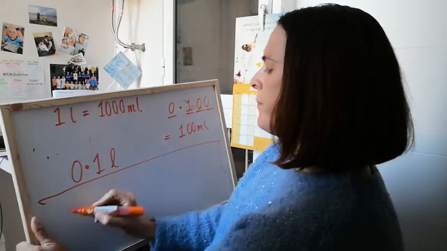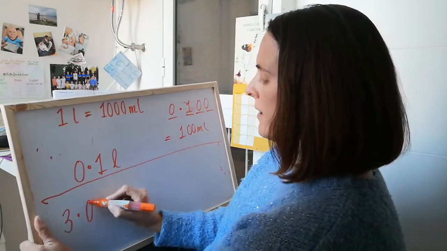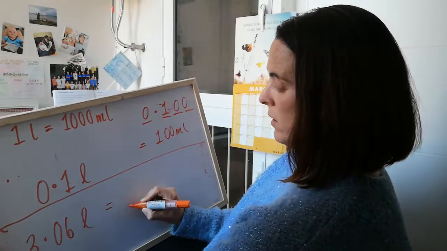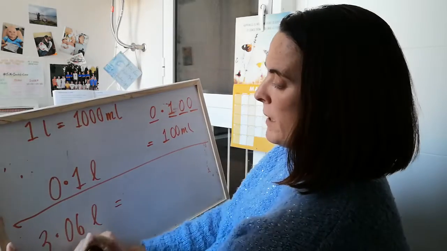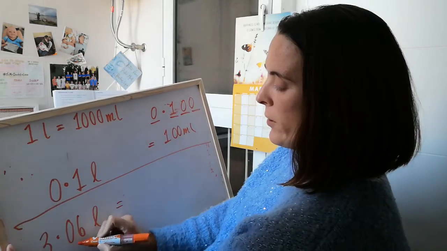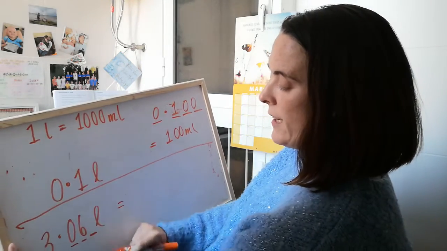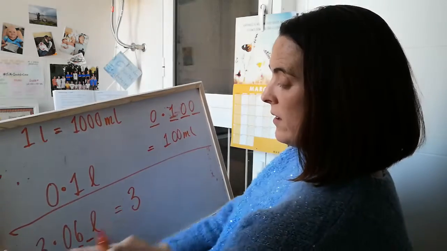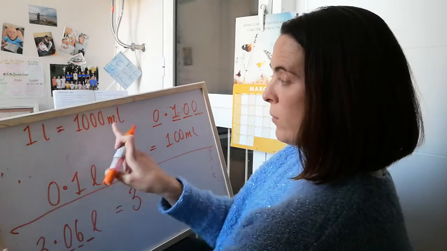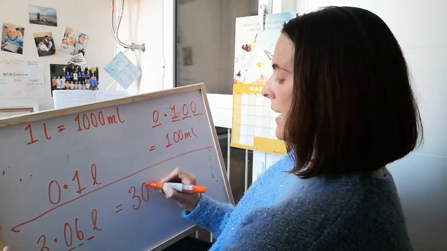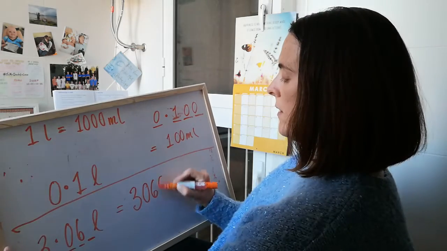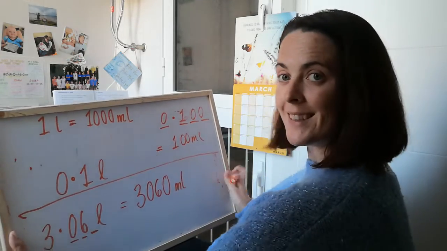And another one, 3.06 litres is equal to, so I put down this would be 1 before the decimal point, and then 1, 2, there should be another one here. So that would be a 0. So it's equal to 3,000, because each litre is 1,000, 3,000 and 0, 6, and then I'd fill in the 0, 0, 6, 0 millilitres.